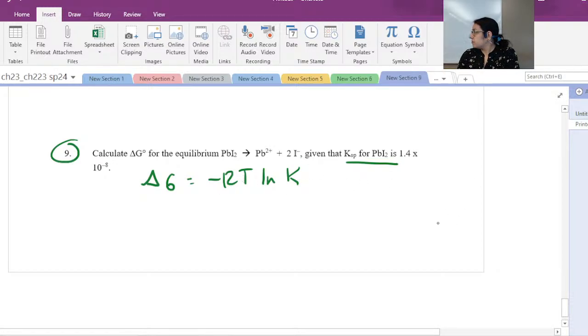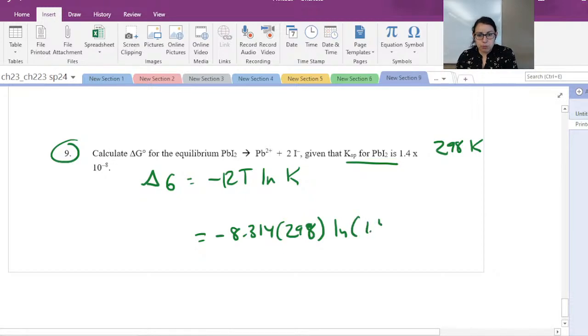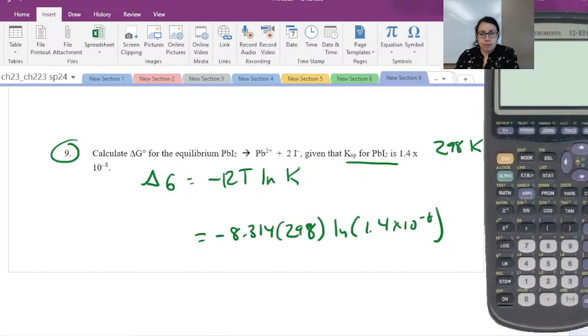Yeah, and I assume it's at 298 Kelvin. So that's a good assumption. They didn't tell us, but 25 degrees Celsius is good to assume. And so I guess we're ready to plug it in. So negative 8.314 times 298 times the natural log of 1.4 times 10 to the negative 8th. And so you can either yell at me while I punch this in, or, so that's what I've punched in for Gibbs.